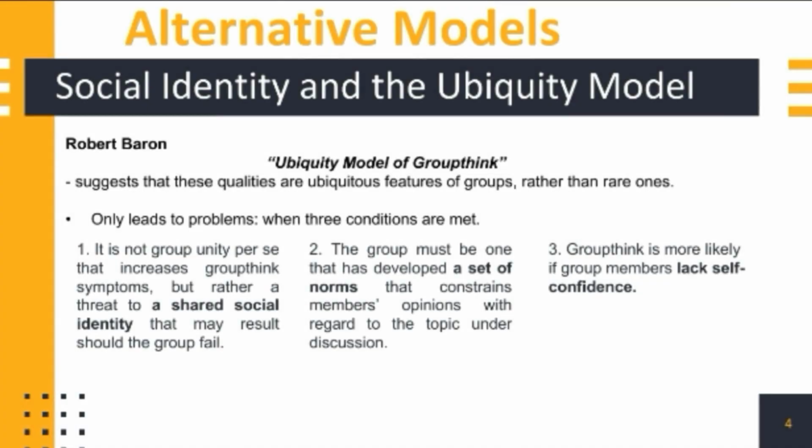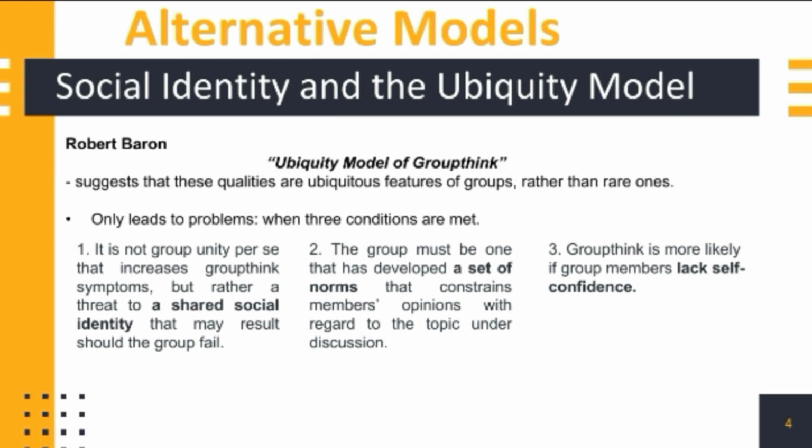As an alternative to Janis' model, Robert Baron proposes a ubiquity model of groupthink. He suggests that these qualities are ubiquitous features of groups rather than rare ones. They only lead to problems when preconditions are met. First is the social identification. It is not group unity per se that increases groupthink symptoms, but rather a threat to a shared social identity that may result should the group fail.